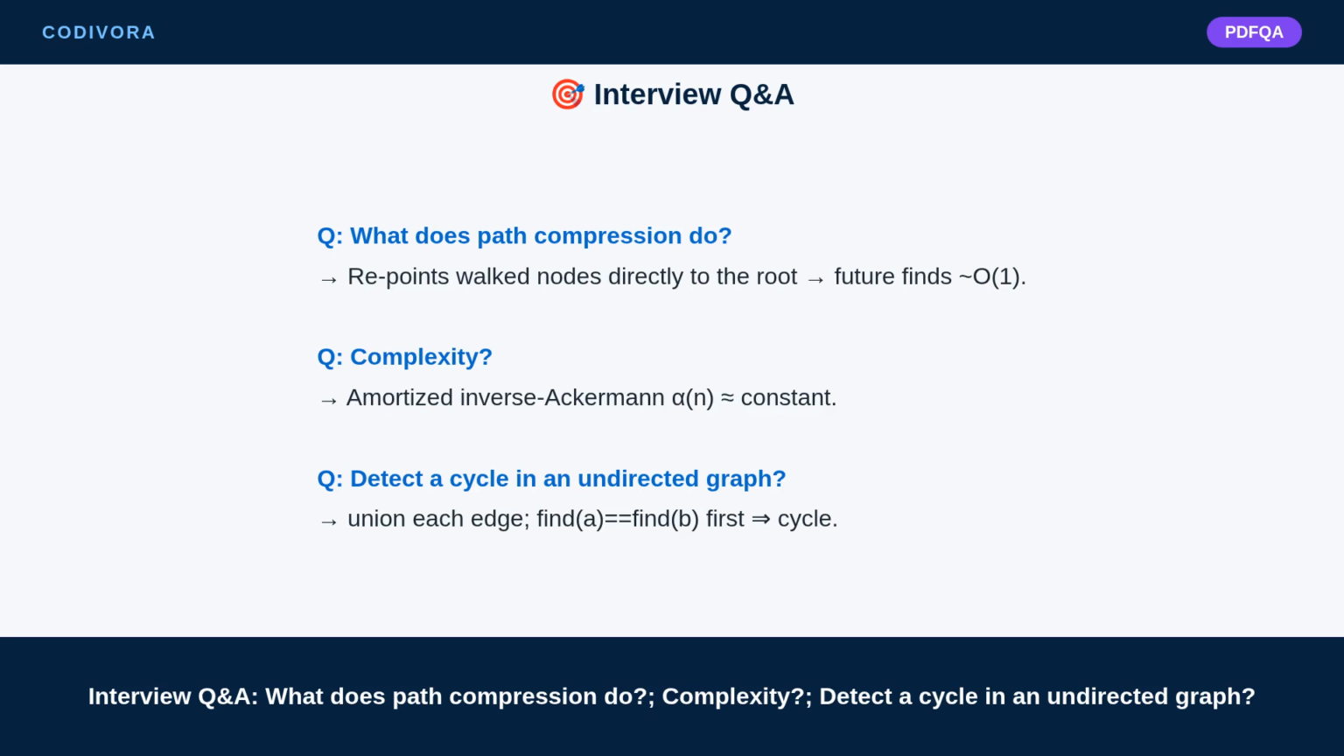Interview questions on this, rapid fire. What does path compression do? Repoints walked nodes directly to the root to make future finds O of 1. Complexity? Amortized, effectively constant. Detect a cycle in an undirected graph: union each edge; if find of A equals find of B first, that means a cycle. Number of provinces: n minus successful unions.